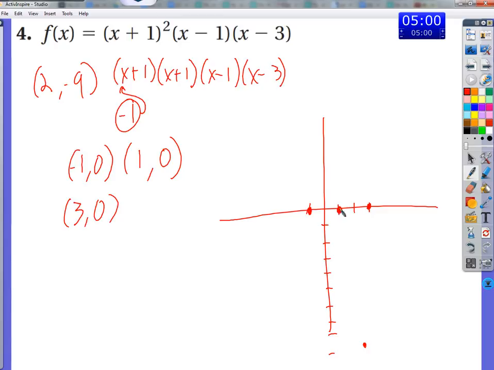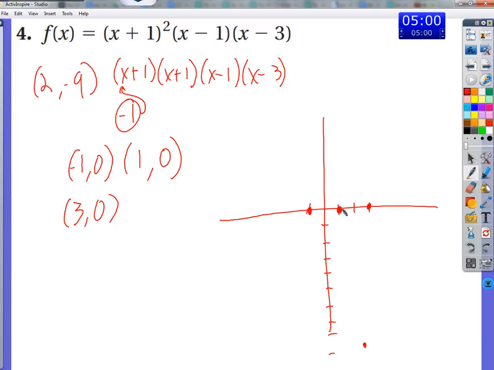Right. So here we have this (1, 0) and (3, 0). And in between, we've already put in 2 and found that we get -9. Now, it seems like the graph would then have to look something like this, right? So that's a big chunk of the graph that we just found.